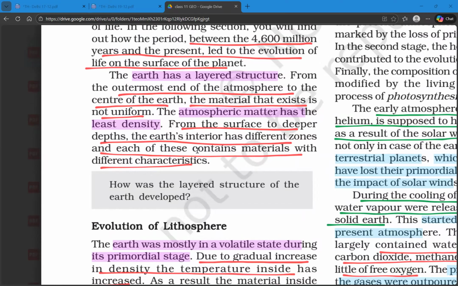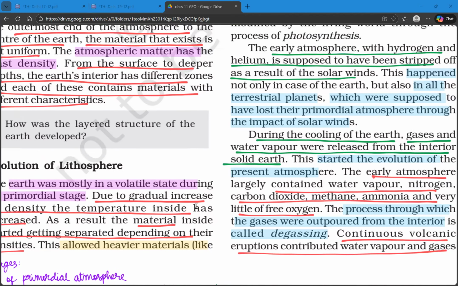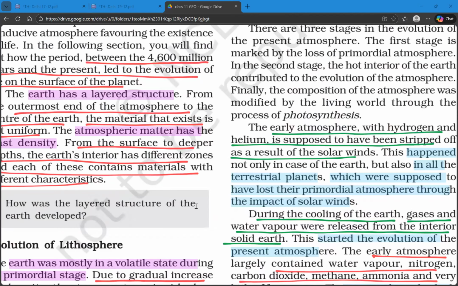Let's continue with the next topic. Evolution of lithosphere. The Earth was mostly in a volatile state during its primordial stage. Due to gradual increase in density, the temperature inside has increased. As a result, the material inside started getting separated depending on their densities. This allowed heavier materials to sink down and lighter materials to move towards the surface.